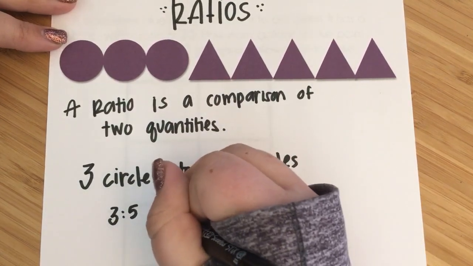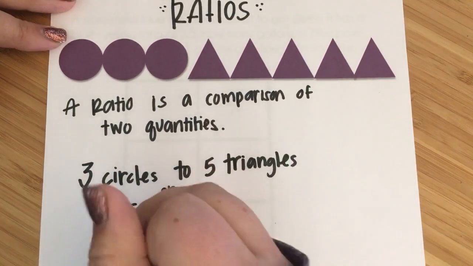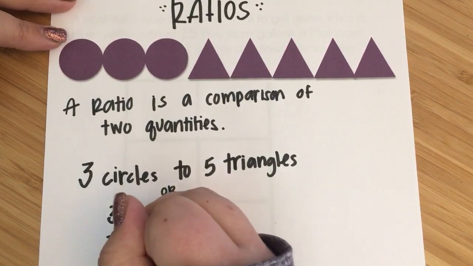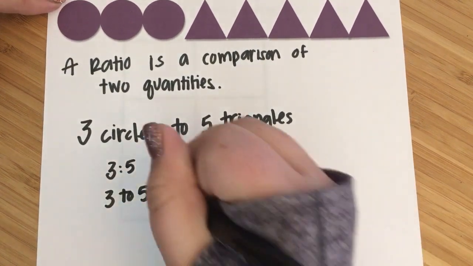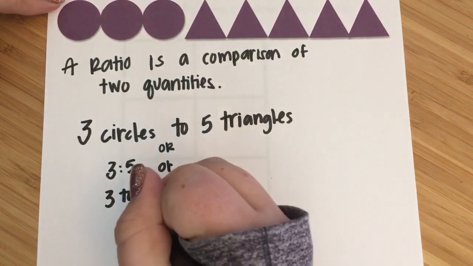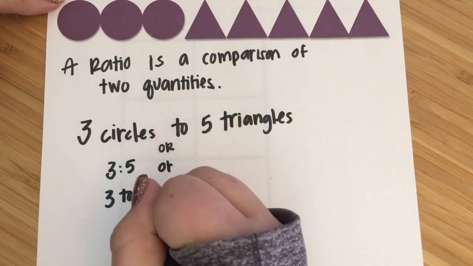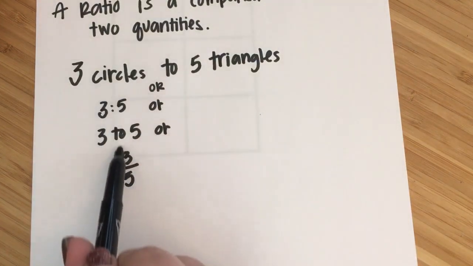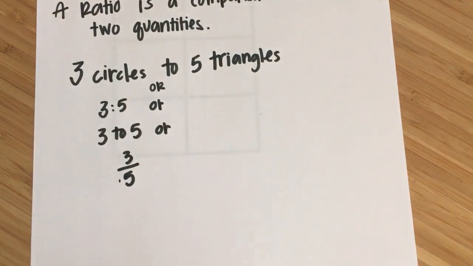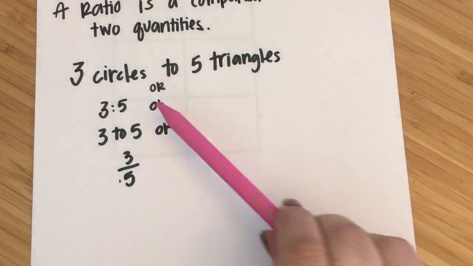So 3:5, or I could write it 3 to 5, and you'll see multiple ways throughout this unit. And one more way I could write this is 3/5. So like a numerator and denominator, right? So 3/5. Those are all ways you will see ratios written throughout this unit.